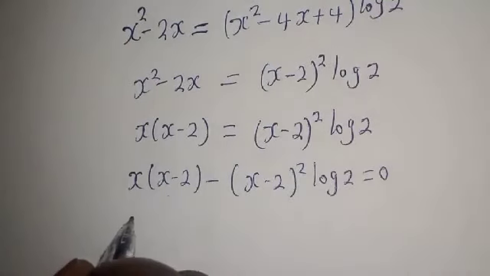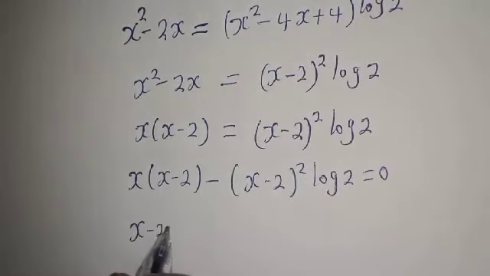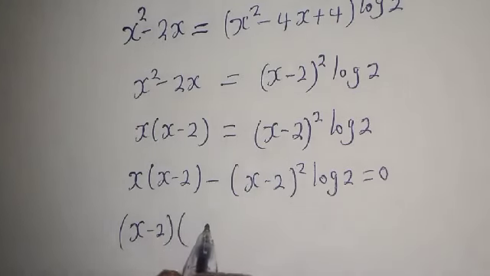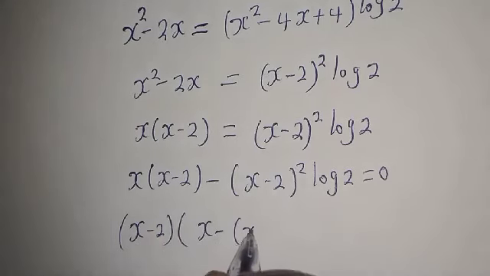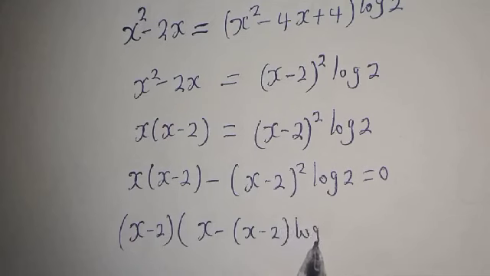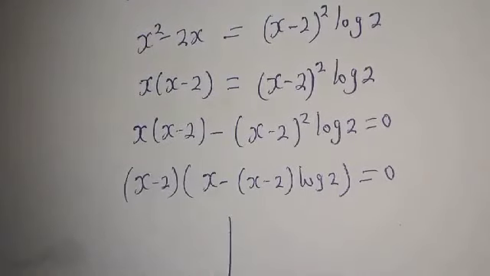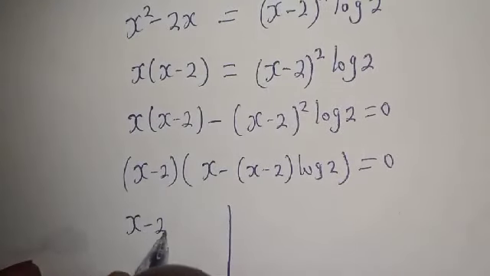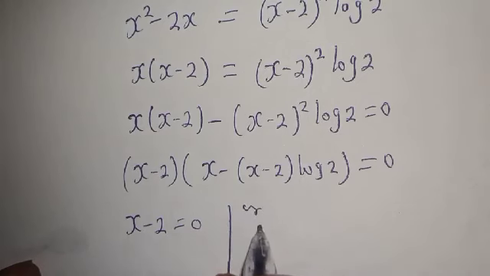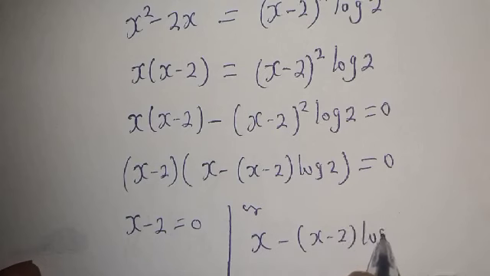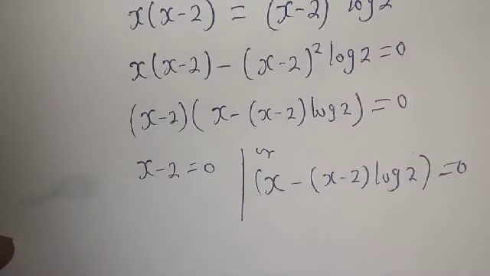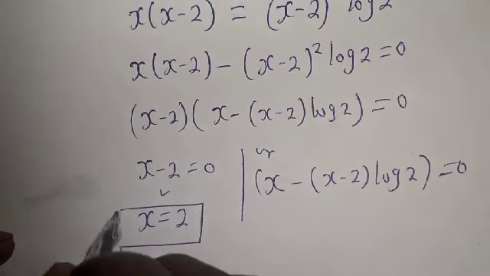And this is x minus 2 is common. We have x minus 2 bracket x minus 2 log 2 is equal to 0. And from here, there are two cases. x minus 2 is equal to 0, or x minus 2 log 2 is equal to 0. And from the first case, x is equal to 2. This is the first value of x.